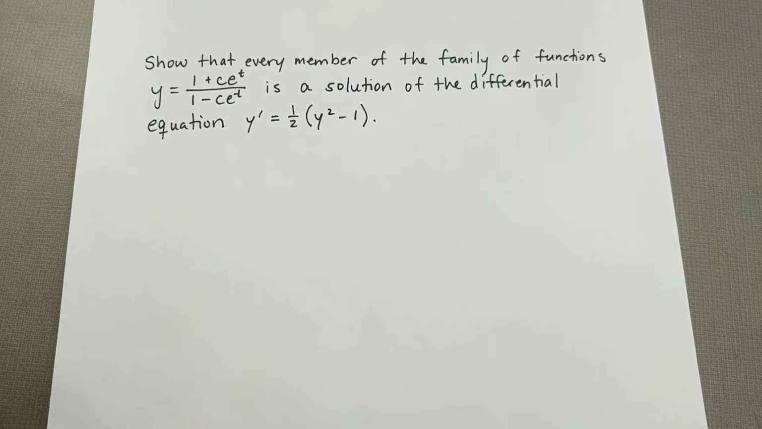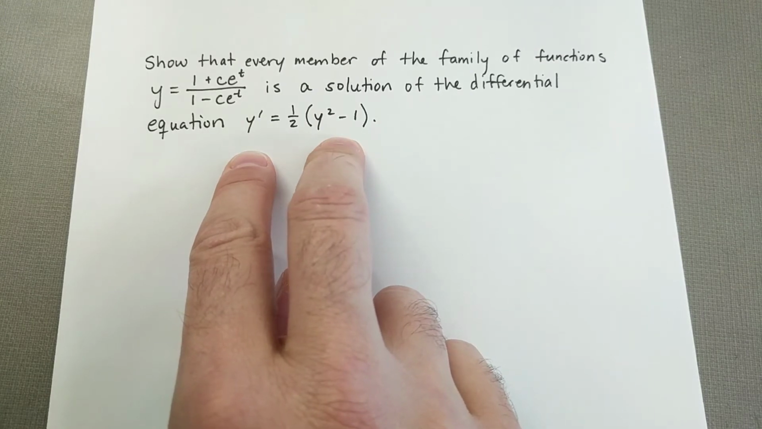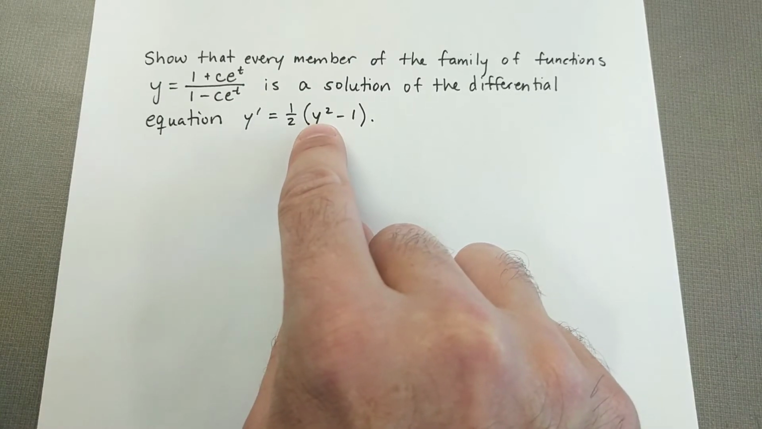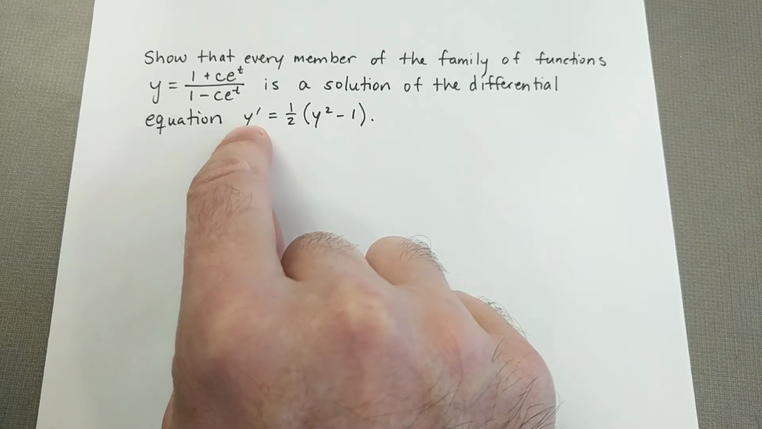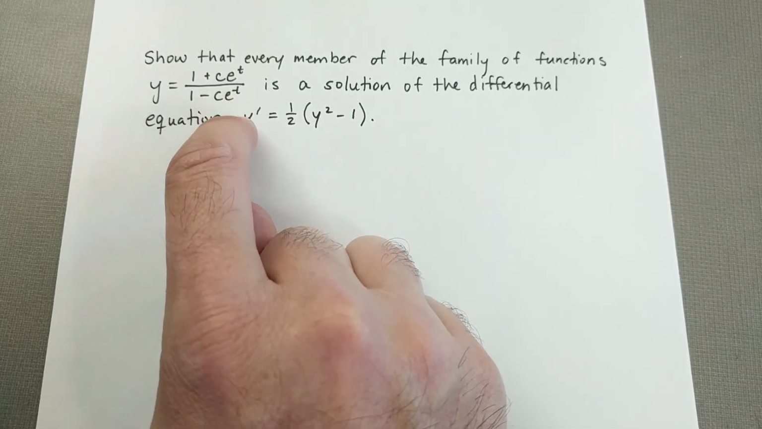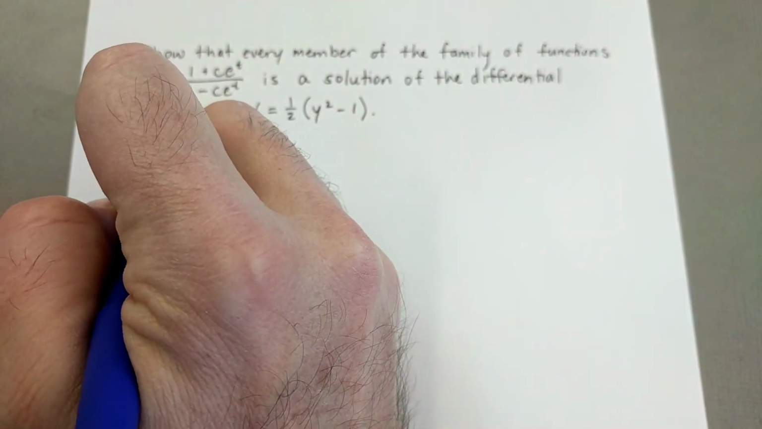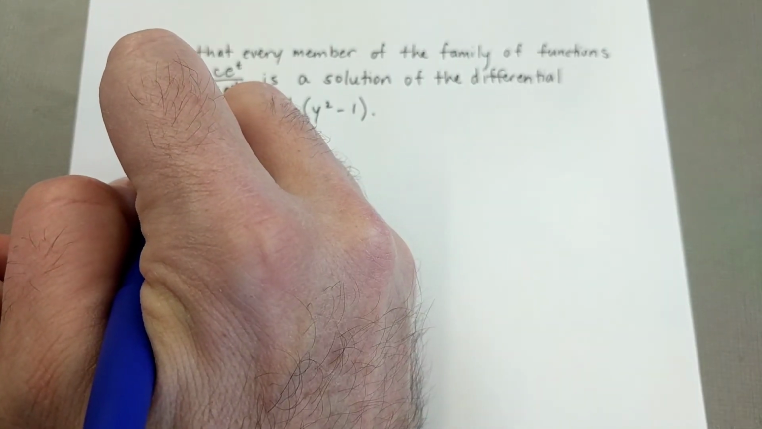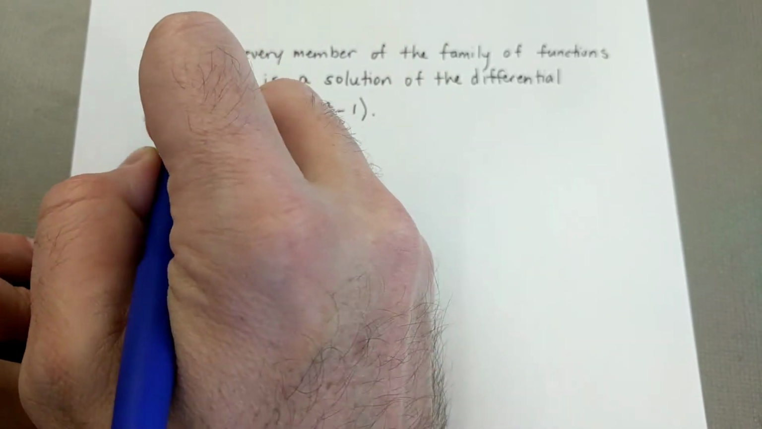So we want to plug in and show that we get the same thing on both sides. The first thing to plug in is pretty obvious. Y is this expression, so for y we're going to substitute that in. But y prime is less obvious because we still have to find that. So my first goal is to find y prime. To find the derivative of that, I'm going to use the quotient rule. The derivative of the top is going to be c e to the t times the denominator.